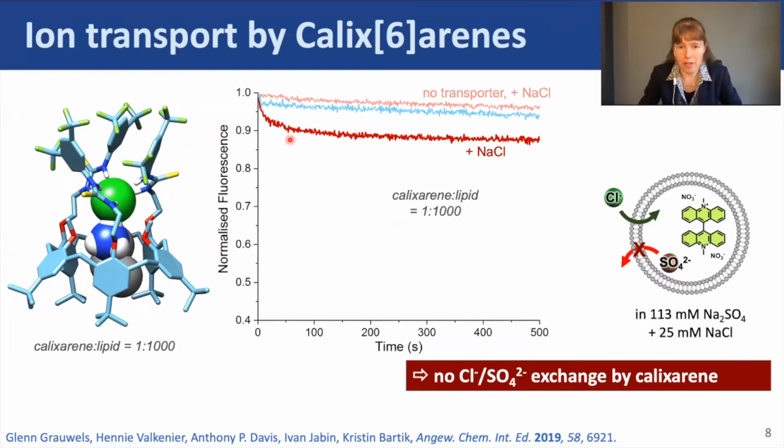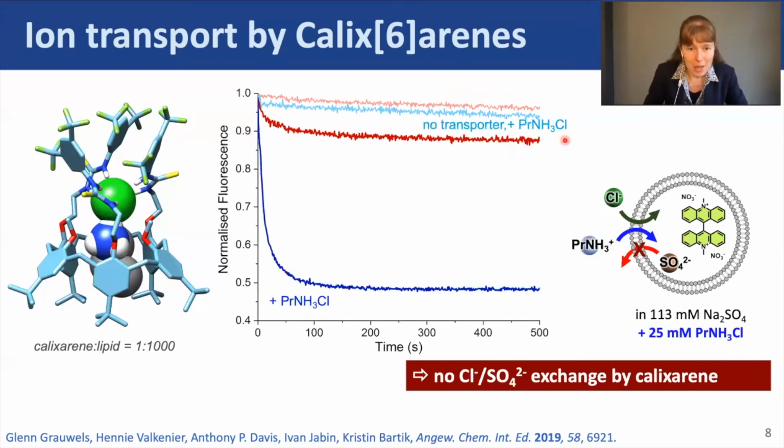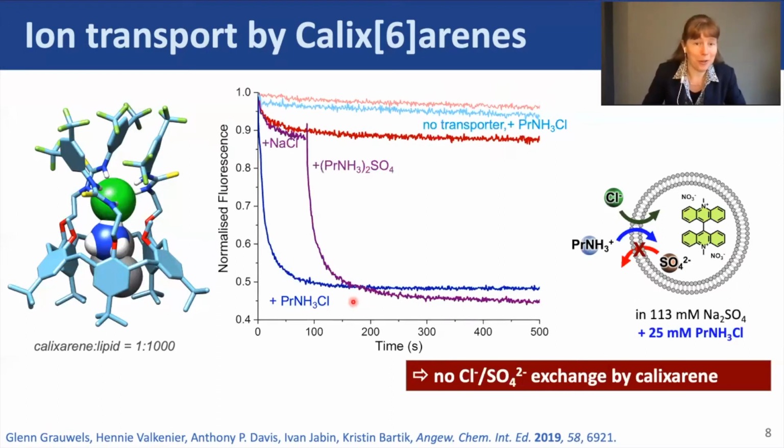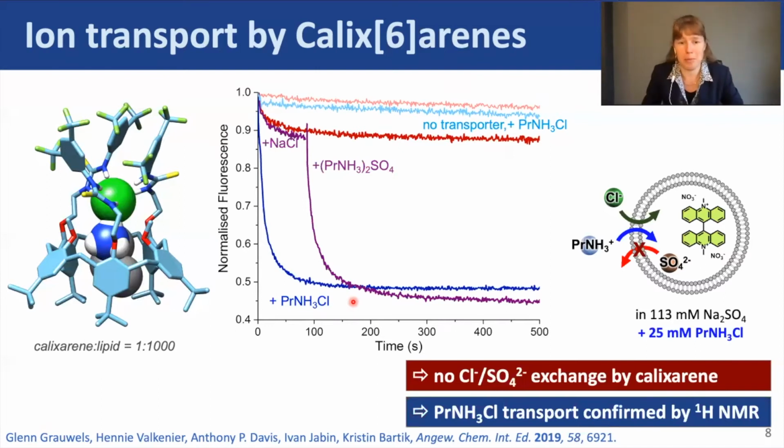Well, what happens if we then add sodium chloride to the outside? We see a tiny bit of transport, some chloride goes in, but then transport stops very quickly because sulfate is too hydrophilic to come out. But when instead of sodium chloride, we added propylammonium chloride, we saw fast transport indeed. And alternatively, we could first add the chloride and then the propylammonium cations to get this transport.